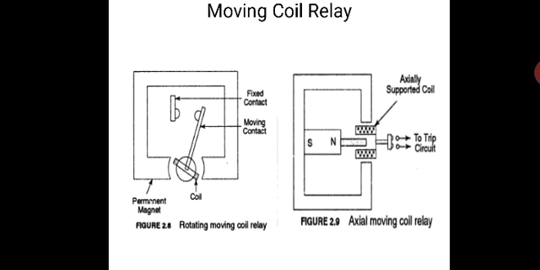then the relay will be actuated, meaning operated, and the faulty section will be removed from the healthy section. The same applies to the axial moving coil relay.